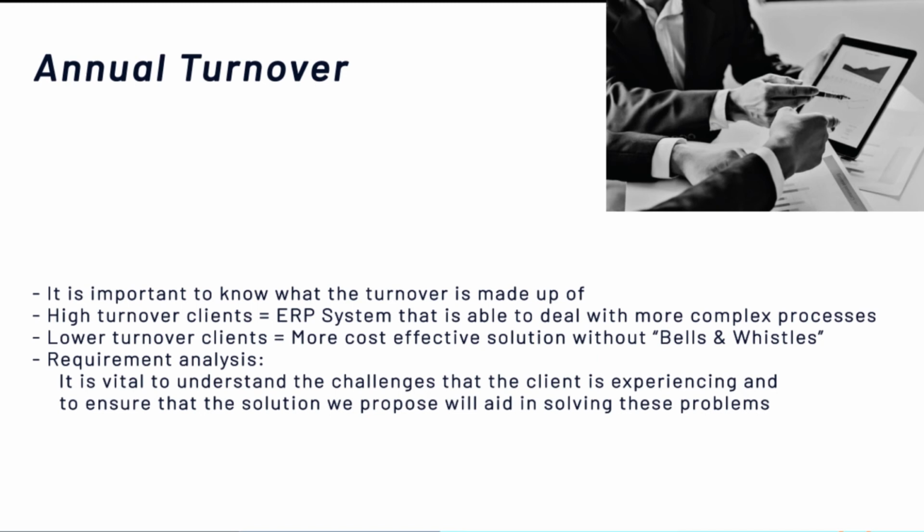We also have certain parameters or certain brackets within which we implement certain of our solutions. So, for instance, if you've got a high turnover client, we will tend to implement our systems that can deal with more complex business processes and complex requirements. If it's a lower turnover client, then we will most probably have a look at our more cost-effective solutions that don't have all the functionality or all the bells and whistles that normally go with a more complex ERP system. And we will first look at those systems to see if they will support the business processes.